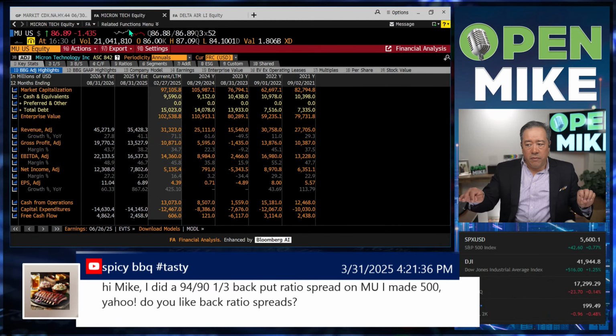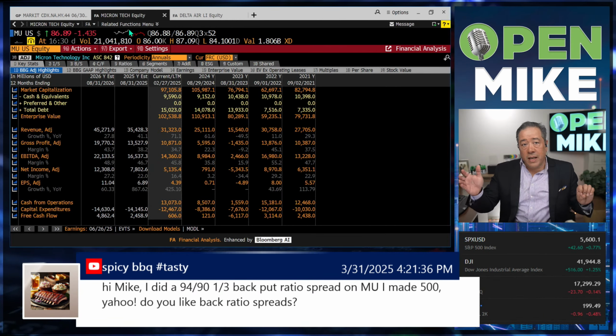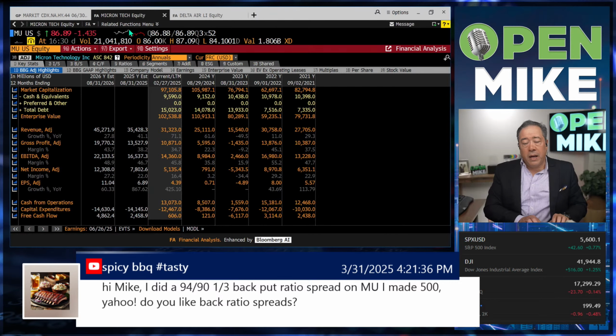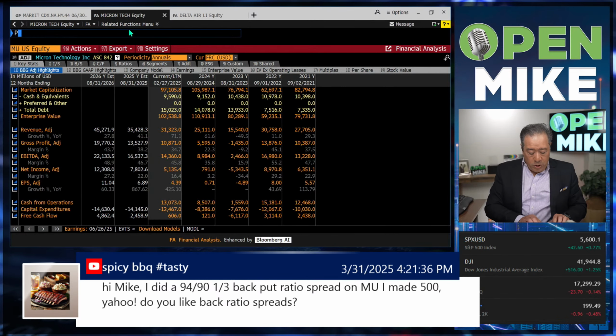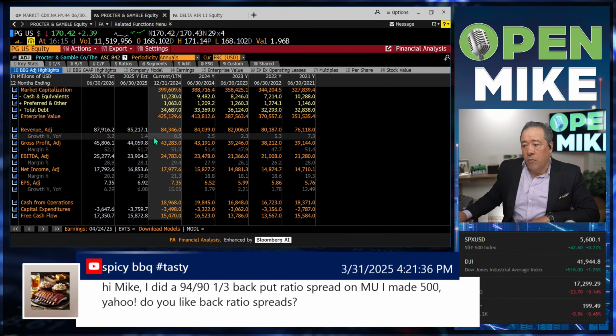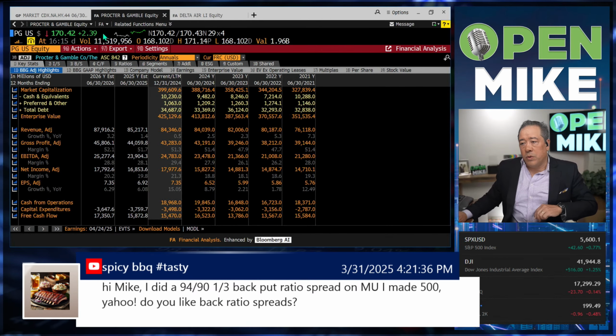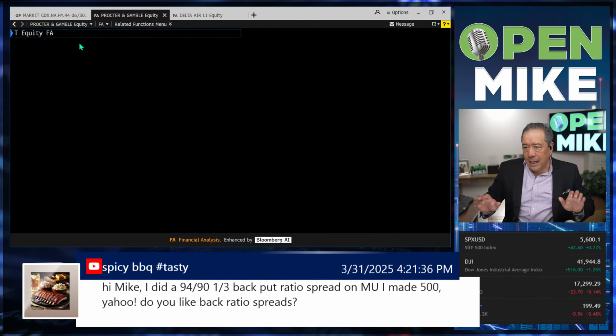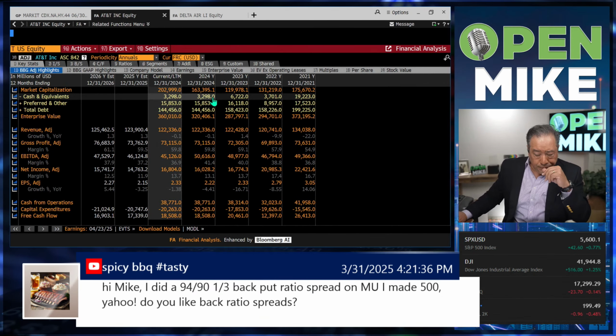Micron does not have a lot of leverage on the balance sheet. It's about $5 billion worth of net debt over $100 billion. That's not a lot. Okay, so there are plenty of other companies that are going to have way, way more debt relative to the overall size. Well, actually, that wasn't the best example. I should have used something like AT&T as an example.